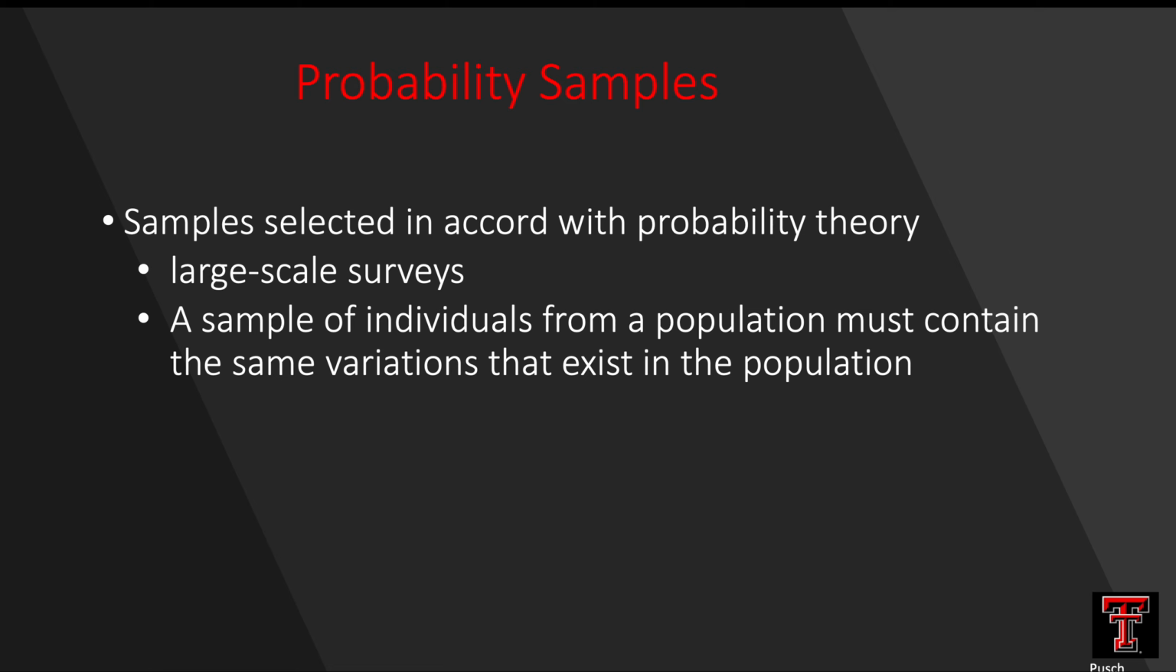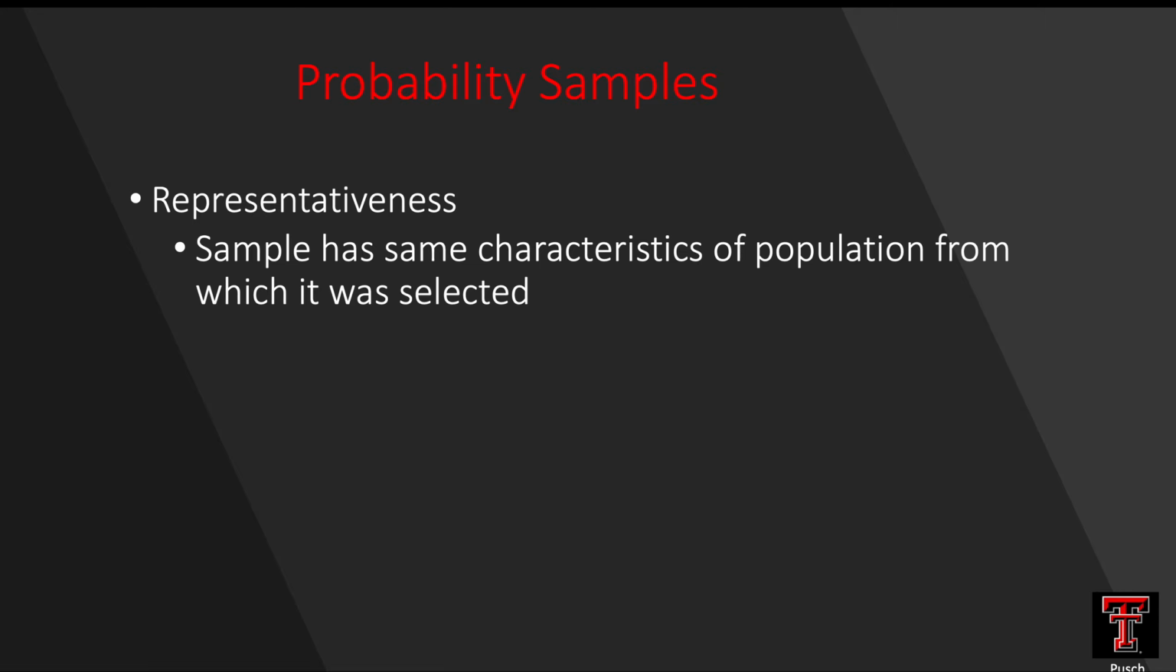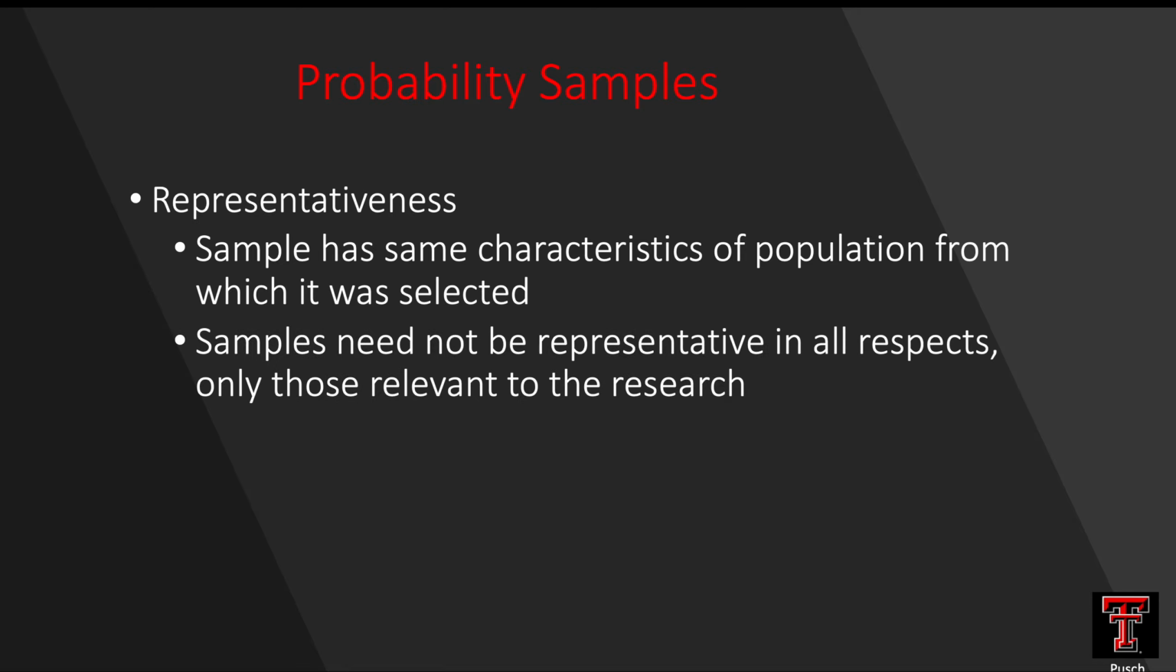A sample of individuals from a population must contain the same variations that exist in the population. Okay, so again, it's going to be representative. The sample has the same characteristics of the population from which it was selected. So these are not just one demographic, but are often chosen on many, many different things. If we think about the census and the sampling used for the General Social Survey, these very large scale studies, they use probability samples.